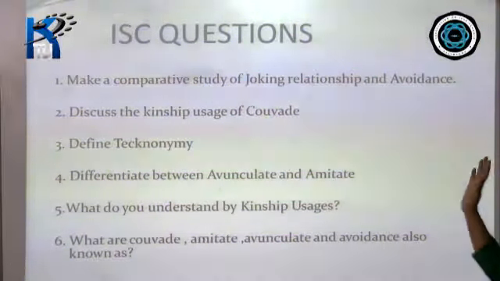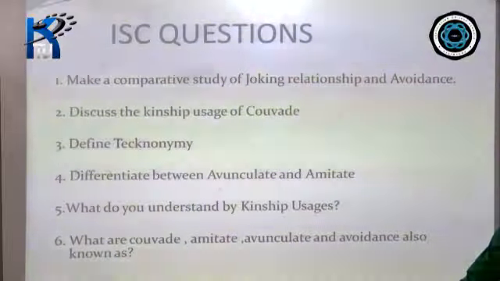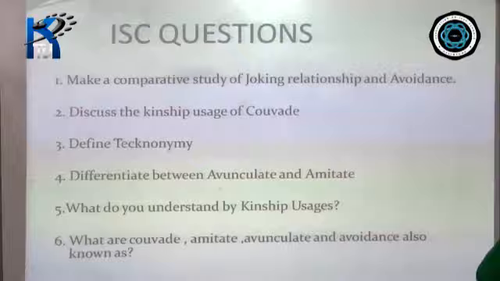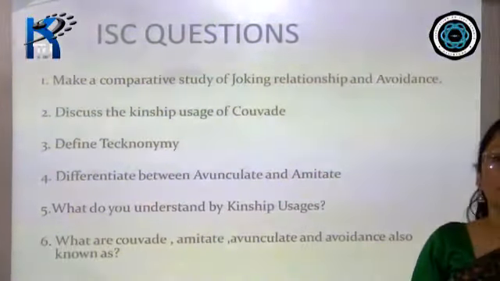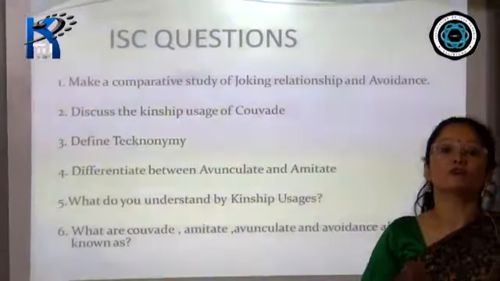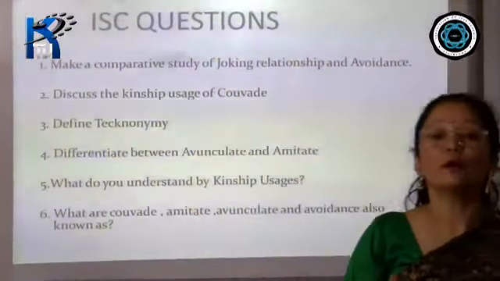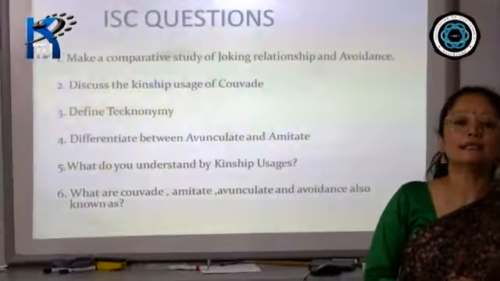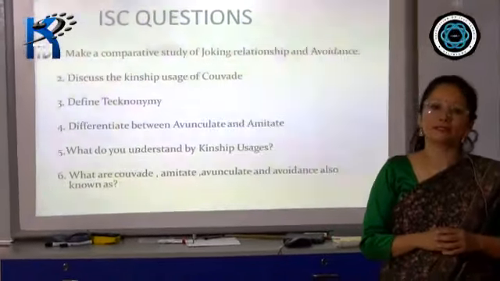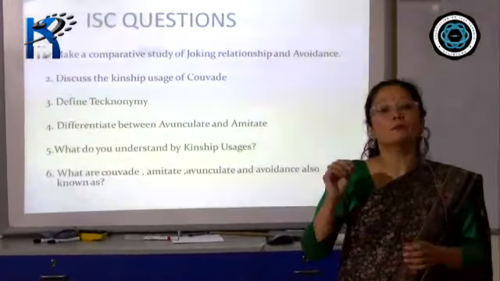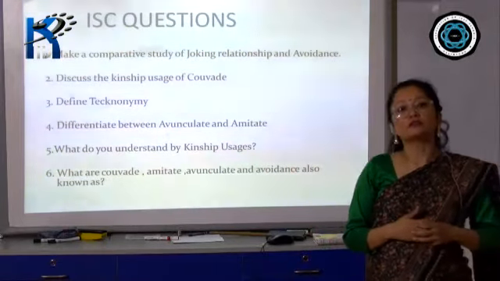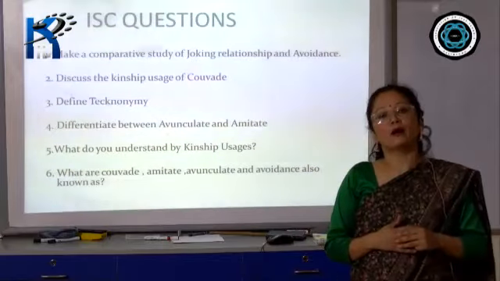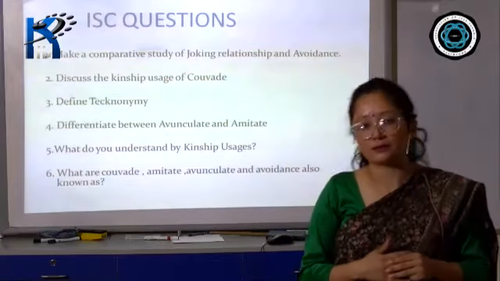Sometimes you might get the comparison of both the usages. Like if it is for 5 marks, then 2.5 marks will be allotted for joking relationship and 2.5 marks will be allotted for avoidance. Sometimes you might only get avoidance for 5 marks, for which you will have to write at least 6 to 7 points. And while doing so, please do not forget to discuss the interpretations regarding avoidance given by the various anthropologists.